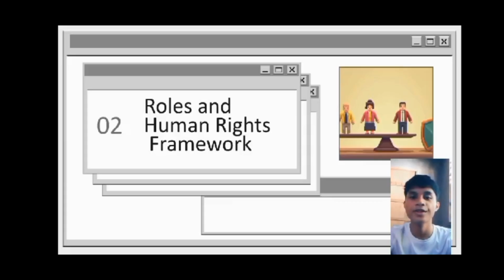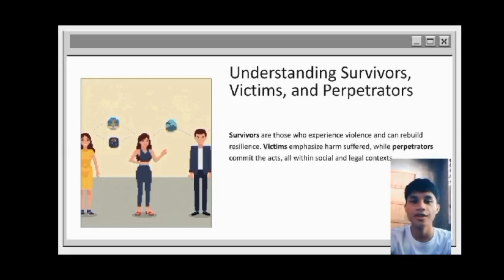Role and human rights framework. Understanding the survivor, victim, and perpetrator. Survivors are those who experience violence and show resilience and resistance. Victim emphasizes the sufferer, while perpetrator commits the act, all within a social and legal context.